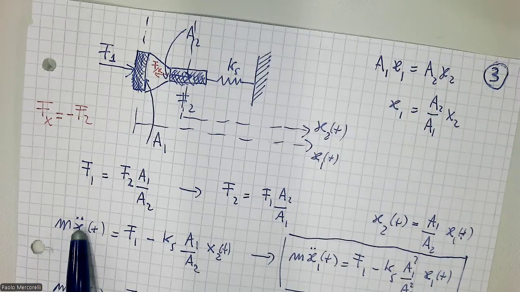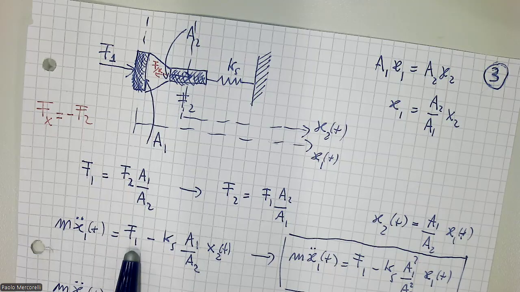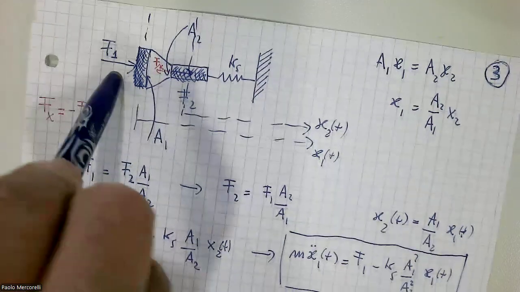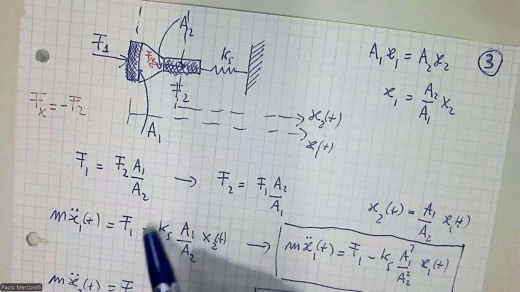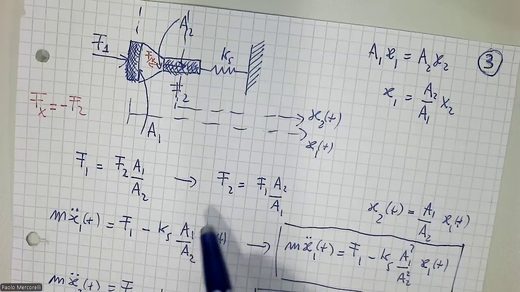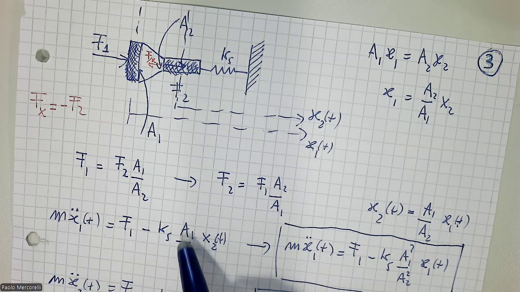Excuse me, M multiplied by x1 double dot as before, but here we have x1 because the question is the dynamic of x1. F1 should not be changed, because very often we write everything in terms of F1 because it's the input. Look at this now. Ks, which must be multiplied by x1.